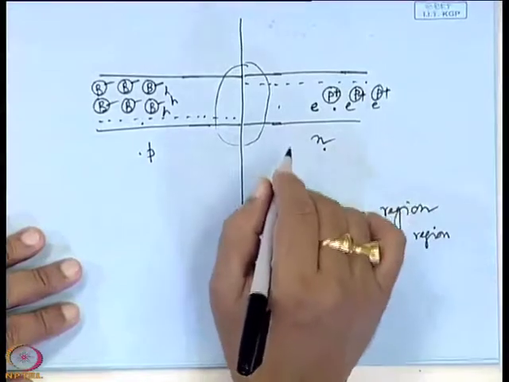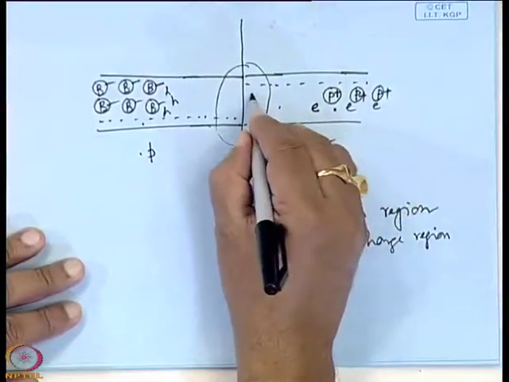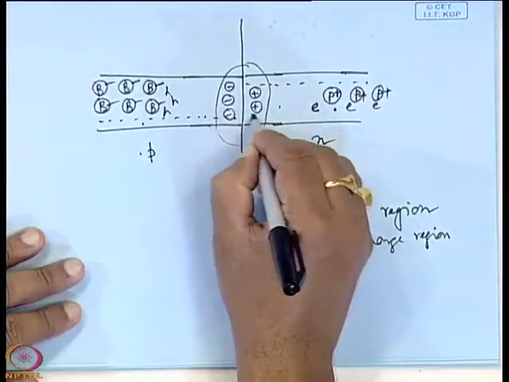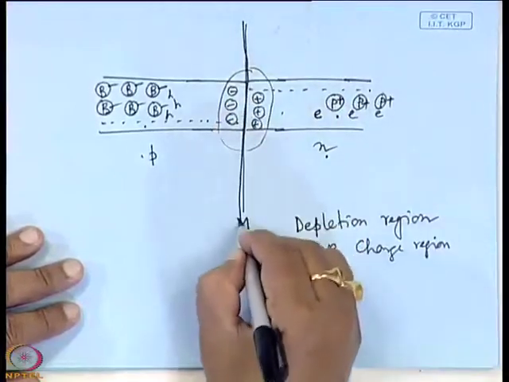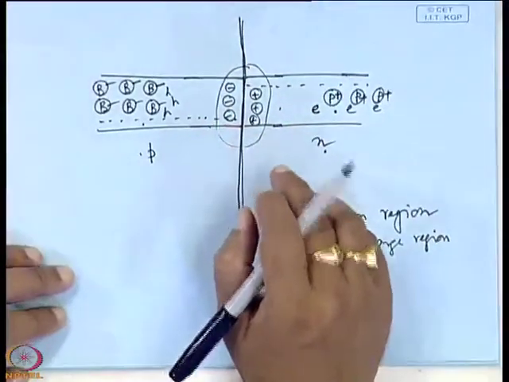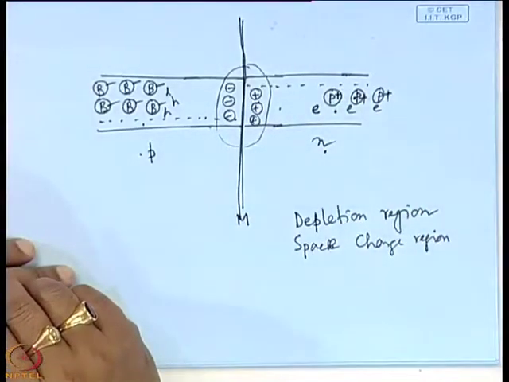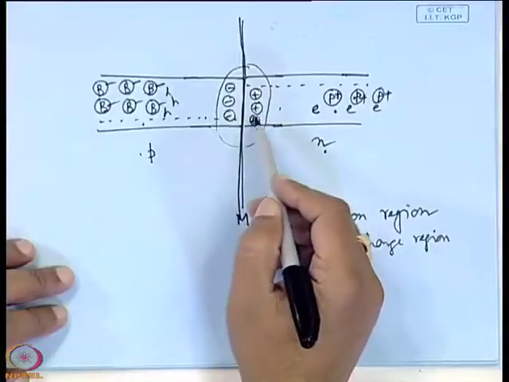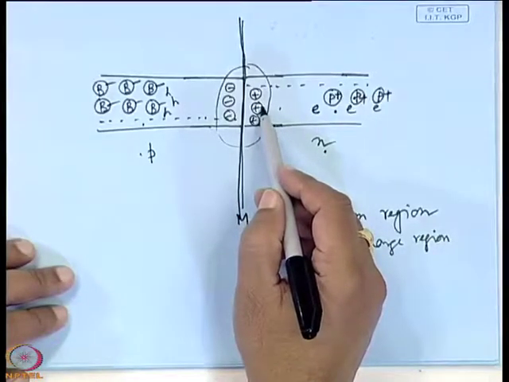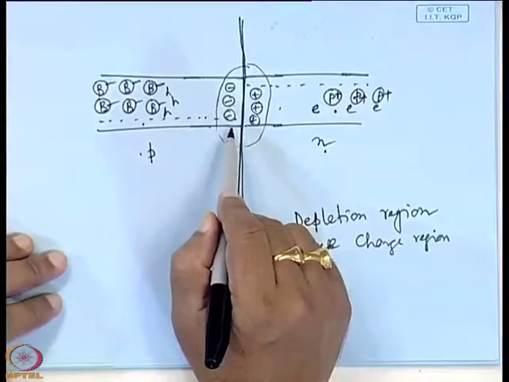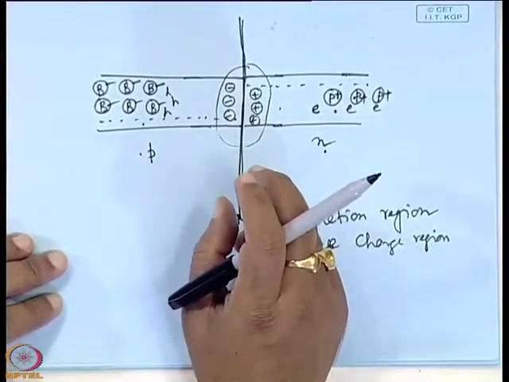Why? Because when there will be recombination, only the ionized donor or acceptor will be there. On both sides of the metallurgical junction there will be ionized dopants and acceptors, not only here, it will be here also. So, just adjacent to the metallurgical junction, there will be two columns of charges. On the N side, it is the positively charged donors, on the P side, it is the negatively charged acceptors. So, that means two columns of charges will be there.